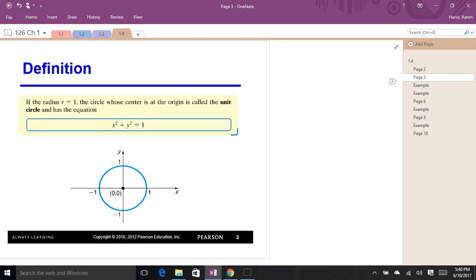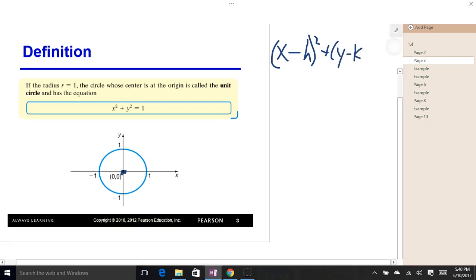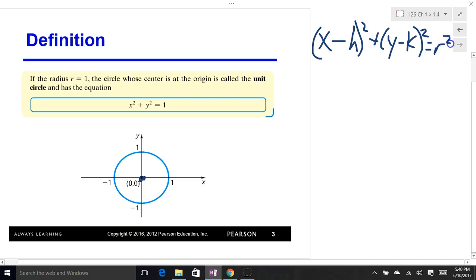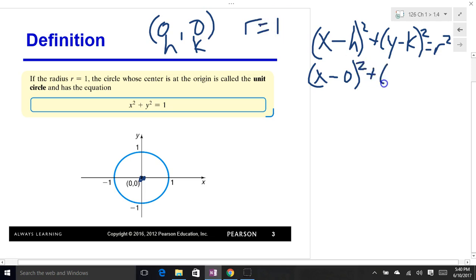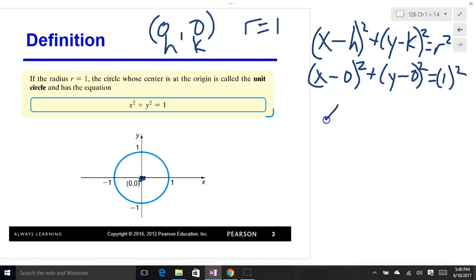So here's a very famous circle. This is called the unit circle, which you'll study more of in trigonometry, where the center is at 0, 0. So if you have x minus h squared plus y minus k squared equals r squared, then the center is at the origin, so your h, k is 0, 0, and your radius is 1. So you plug your h, k in and your radius, and you notice that you have x squared plus y squared equals 1. So that's the equation of the unit circle.